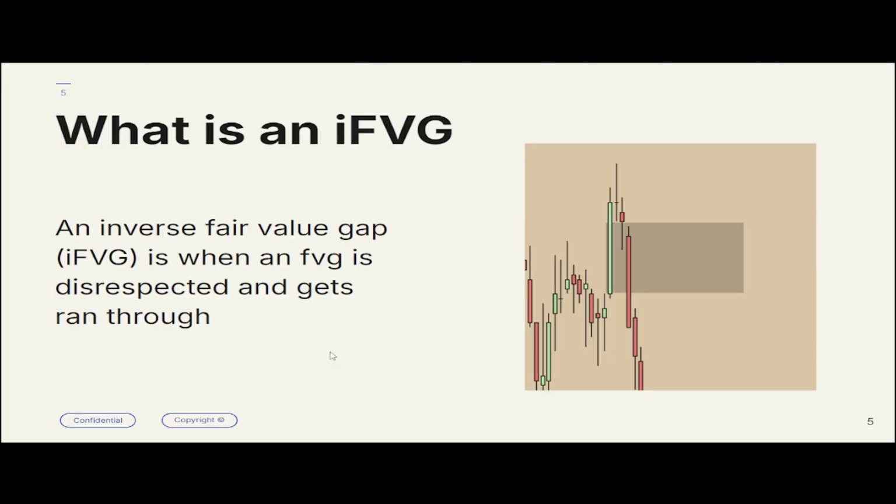And finally, we have what is an IFVG. An inverse fair value gap is basically a normal fair value gap, but instead of price supporting it, we decide to disrespect it and run through it. Or vice versa. We have a bearish fair value gap, and instead of price resisting it, we decide to disrespect it and run through it. So this is basically the bread and butter of my strategy.